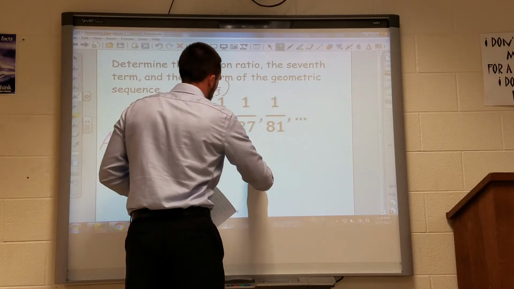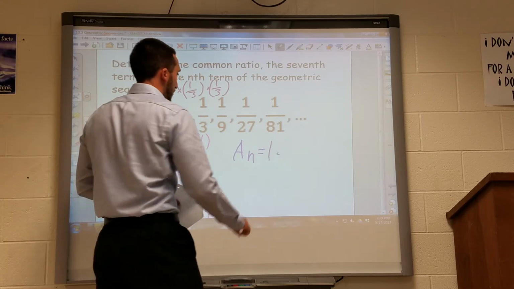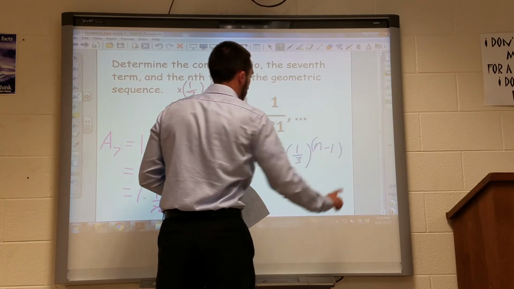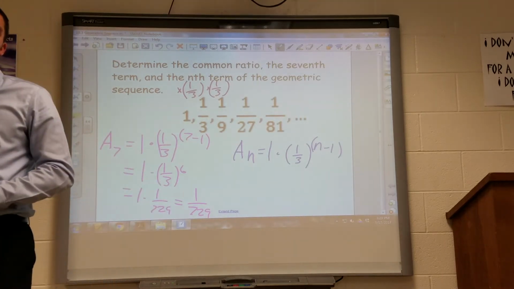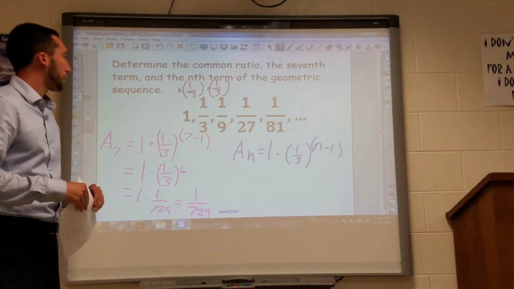And finally, they want us to find the nth term. So a sub n equals 1, because that's my first term, times the ratio 1/3 raised to the n minus 1. That's as far as we can go, because we're not sure exactly what term they want us to look for.